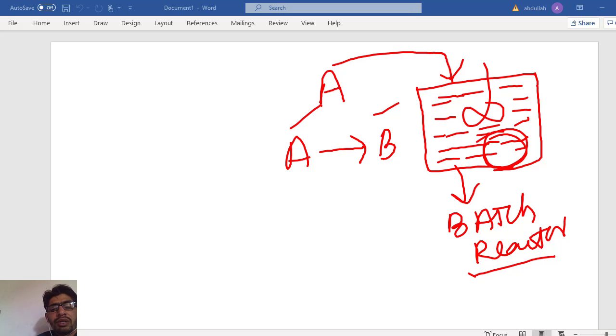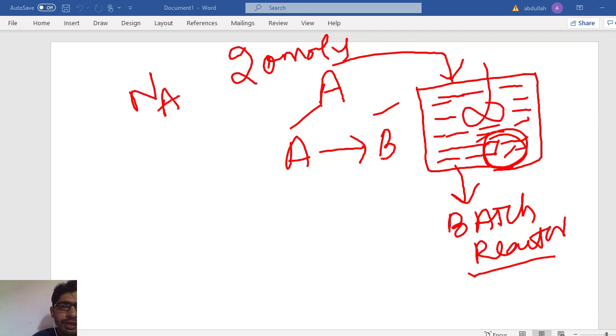So suppose first of all we put N0 mole of A into the batch reactor. Suppose we put 20 moles of A into the reactor, which is represented by N0. At the start we put 20 mole of A into this batch reactor.